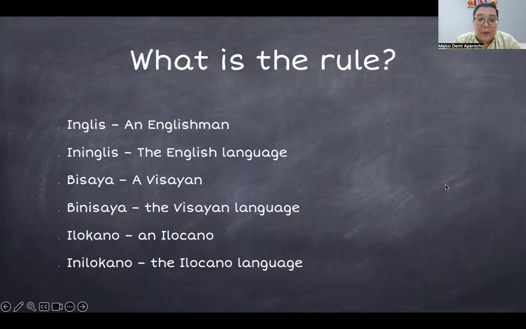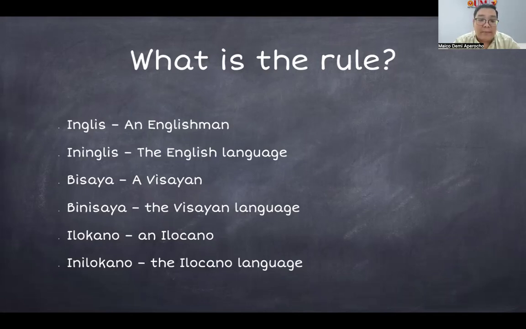So what is the rule? For example, in our local language, we say English, and that refers to an Englishman. But when we say in English, we are referring to the English language. We have to be very careful with affixations, because when we affix certain syllables or morphemes to a word, meanings also change. If we say English, we're talking about a person, an Englishman. But if you say in English, we're talking about the language spoken by that Englishman.